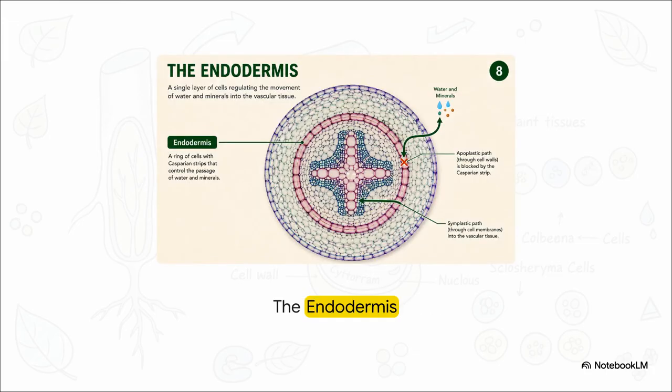Now, the endodermis is one specific layer that is common to both of these roots. Direct your eyes to this single ring of cells. It's an absolute game changer because it controls water and mineral movement right into the vascular tissue. You see, water can't just flow freely between these cells because a specialized band called the Casparian strip completely blocks that route. This essentially forces the water and minerals to pass directly through the cell membranes, acting as a strict filter for whatever reaches the plant's vascular system.